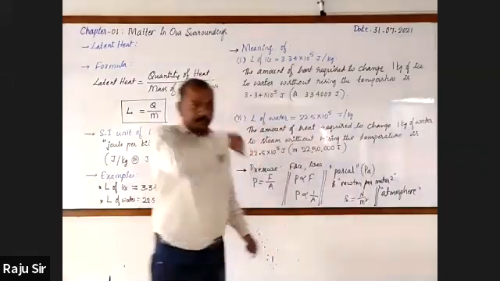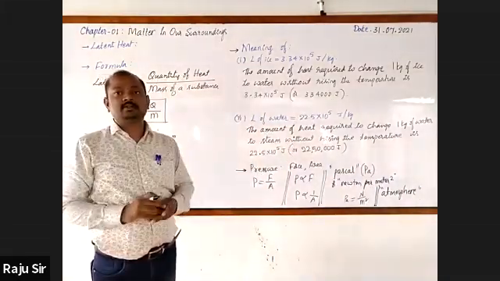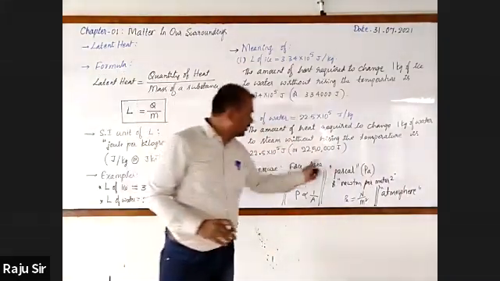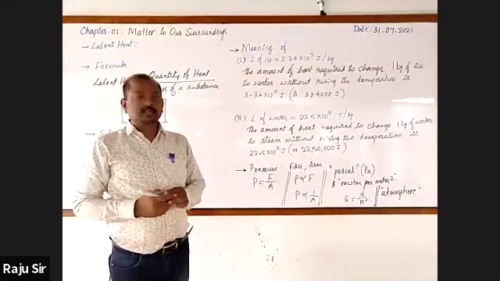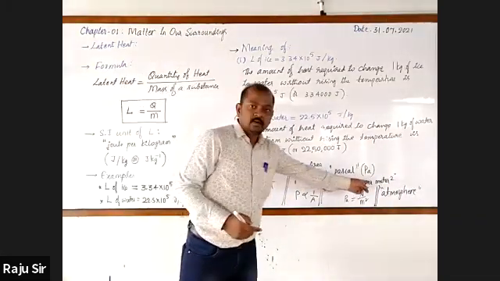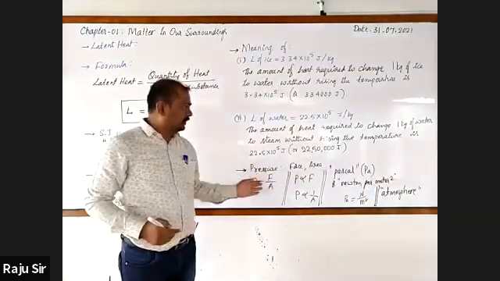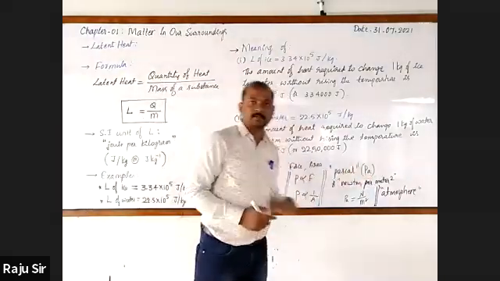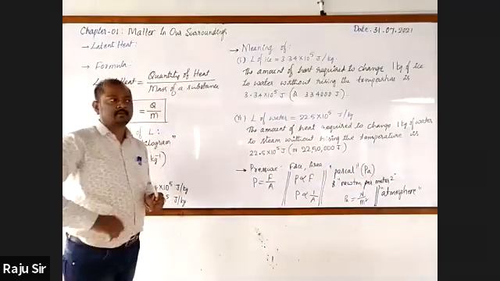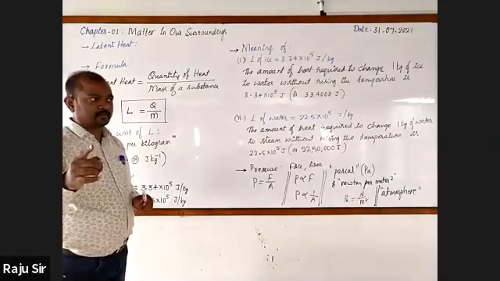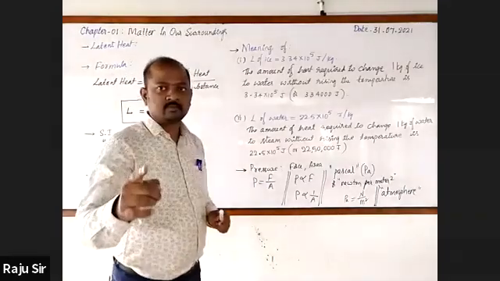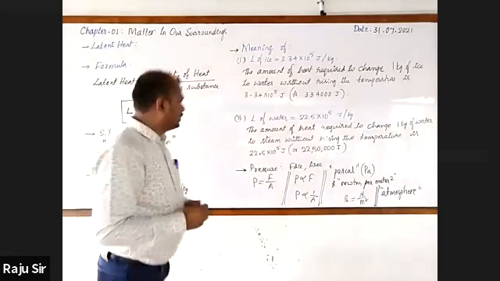Atmosphere is another unit of pressure. Could you tell what is the relationship between Pascal and atmosphere? Sir, one atmosphere is equal to 1,01,325, that is 1.01325 into 10 raised to the power 5 Pascal. Very good, very good.